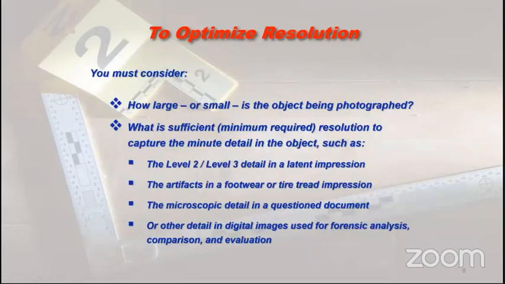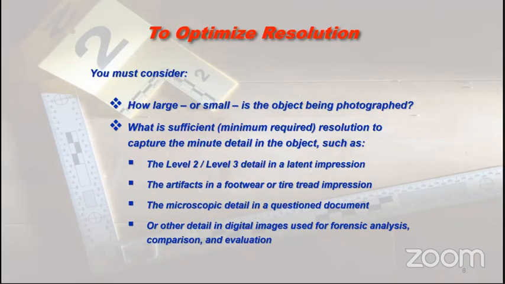So when we're getting into the resolution understanding, this is where sufficiency comes in. What is sufficiency of resolution? We have level 2 or level 3 detail in latent fingerprints, but we also have different types of artifacts and trace evidence, whether it's footwear or tire tread impressions.